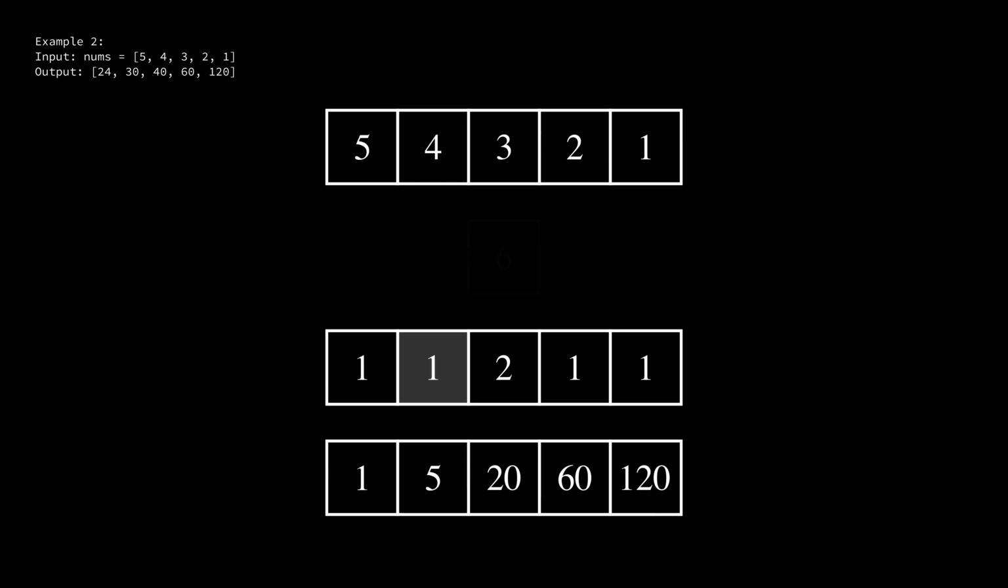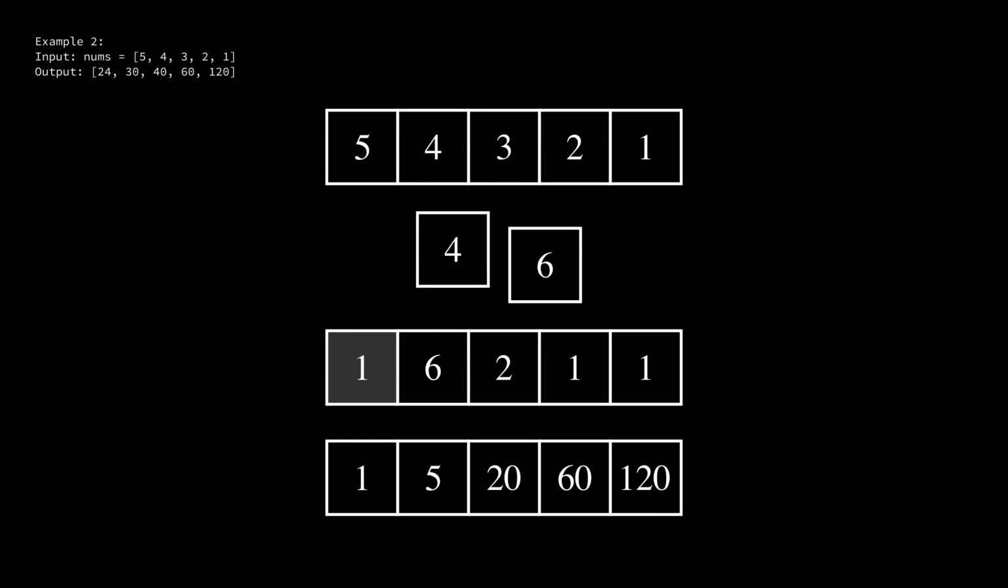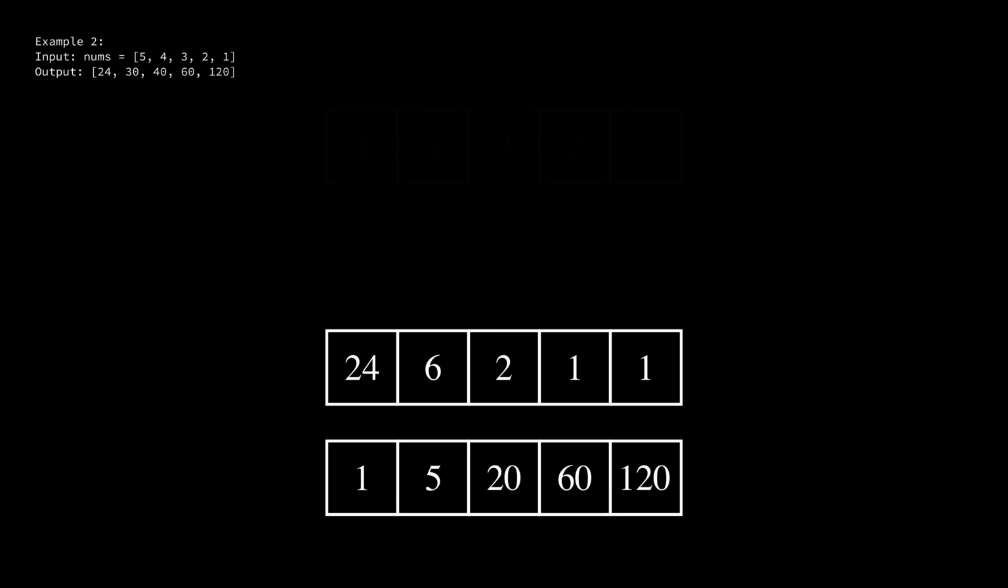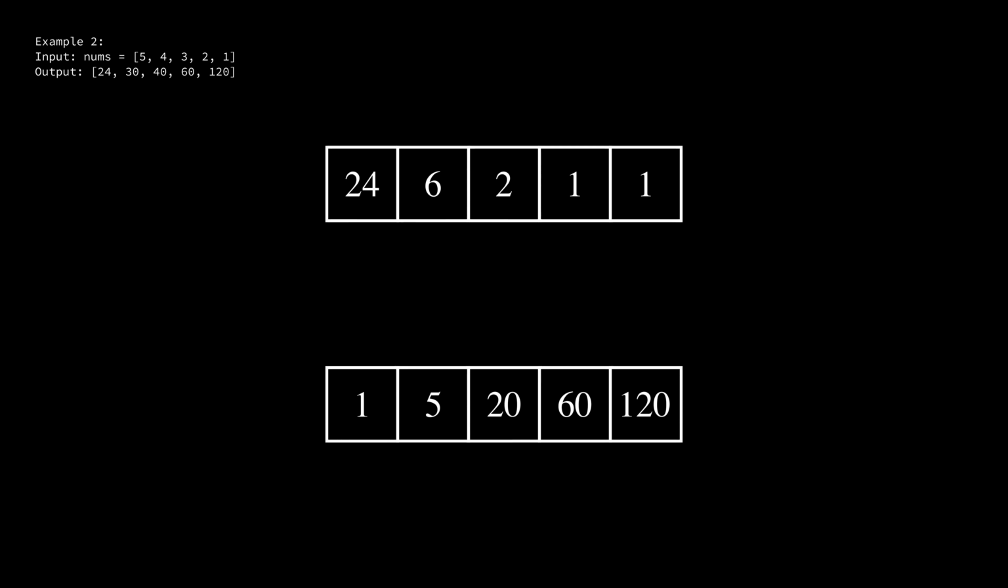Each position in the right-hand product array therefore holds the combined product of all the numbers to the right of that index in nums. It's a way to capture the multiplicative impact of elements on the right side of each index. With both the left and right-hand product arrays at our disposal, we're now poised to find the solution.